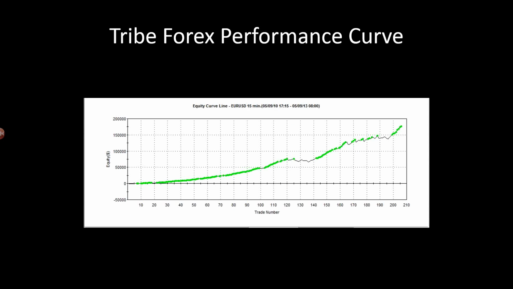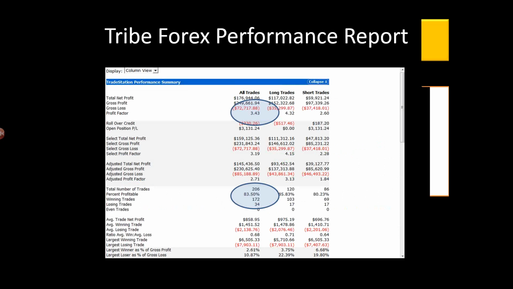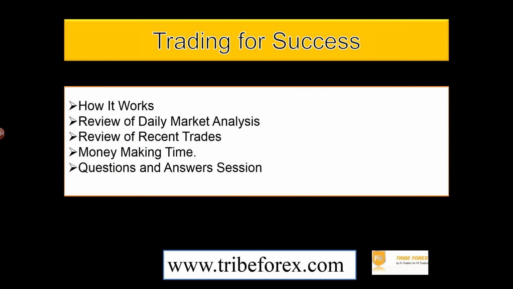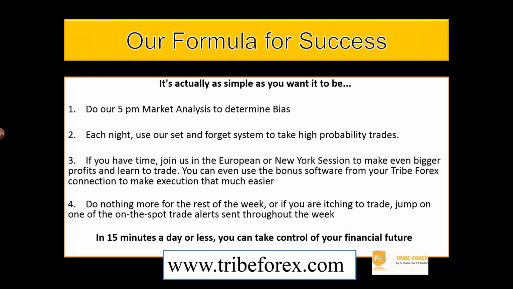Basically this is our Tribe Forex performance curve, and it shows the profits that we've made over a certain period of time. This is actually a Tribe Forex system, so this is a TradeStation model of our system. As you can see, we had a profit factor of 3.43 and an 83.5% win ratio. We actually have automated systems which run at a higher win ratio, with completely different dynamics and mechanics as well. So basically, you've got multiple ways to do this.